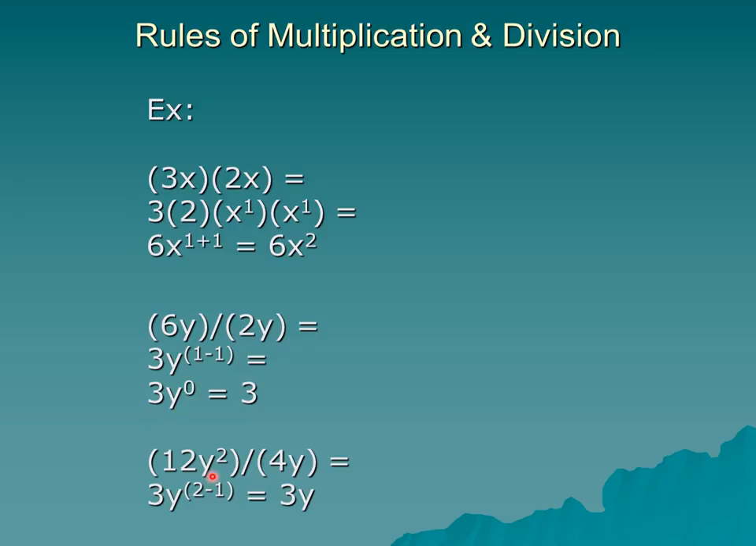Next one, 12y squared divided by 4y. So you are basically subtracting the power of y since this is the division. The bottom one, the power is 1. The top one, numerator, the power is 2. So you subtract 1 from 2, it will be 2 minus 1. So you will be left with only 3y.